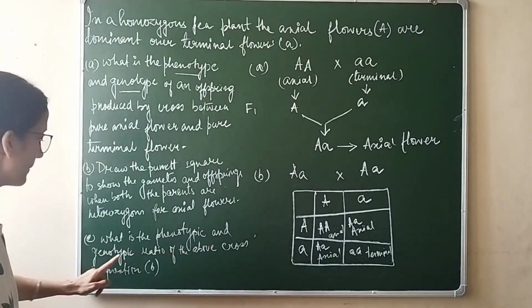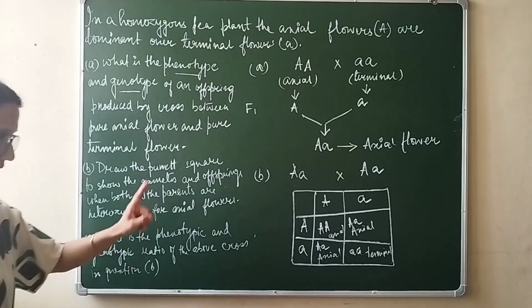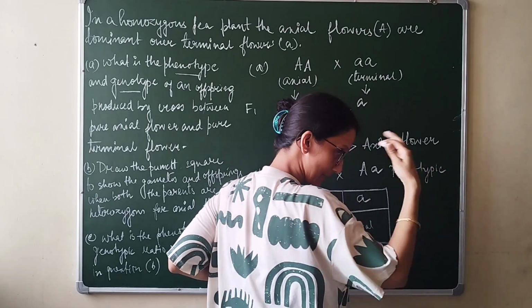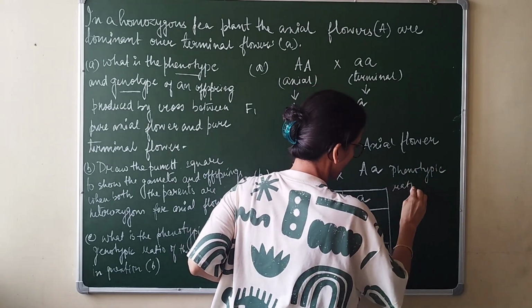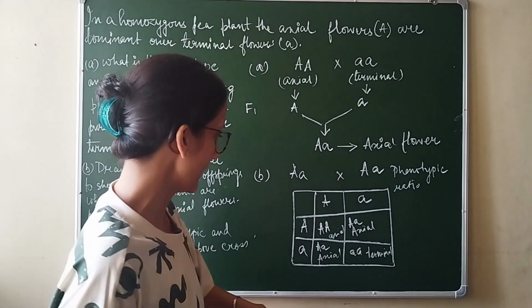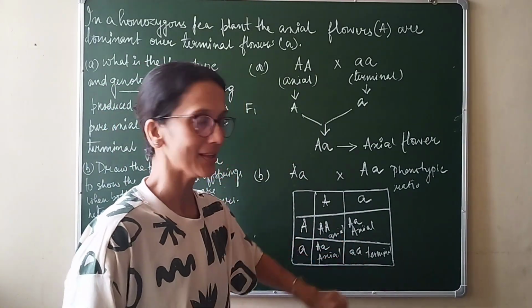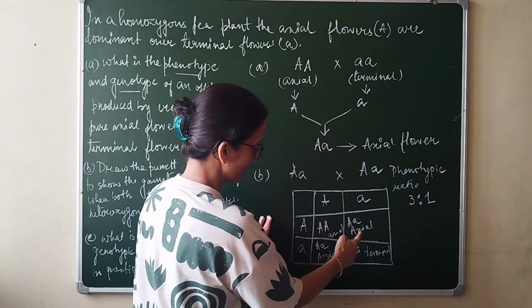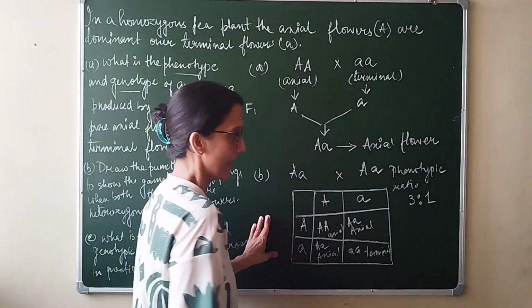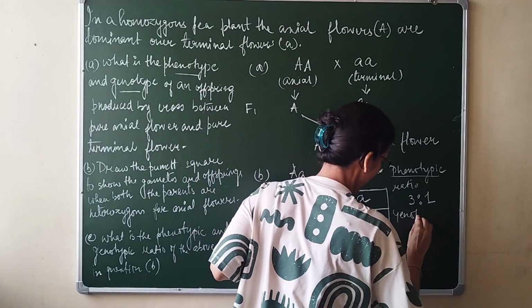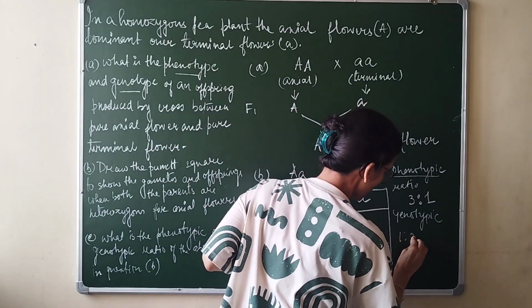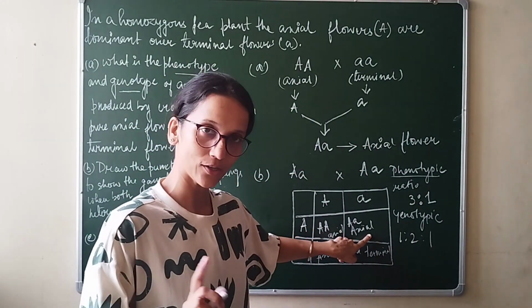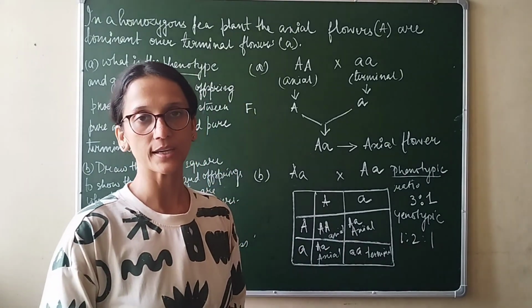Third, what is the phenotypic and genotypic ratio of the above cross? The phenotypic ratio means on the basis of the observable character, they are of two types. One, they are axial or they are terminal. So the ratio is 3:1. And the genotypic ratio will be 1:2:1. Why? There is one homozygous axial, two heterozygous axial and one homozygous terminal.